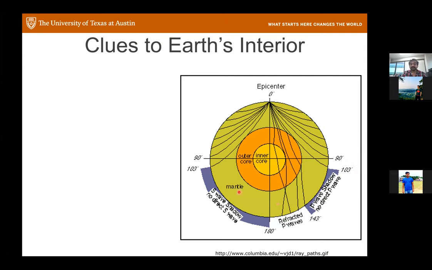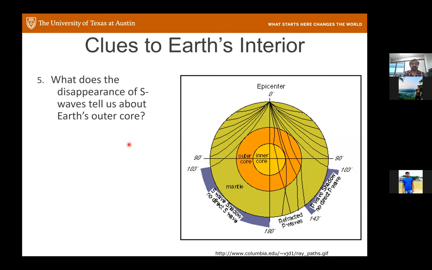And this is your mantle. And you can see that shear waves do not propagate inside the outer core. So this zone is the shear wave shadow zone. So that basically tells us about the nature of the outer core.